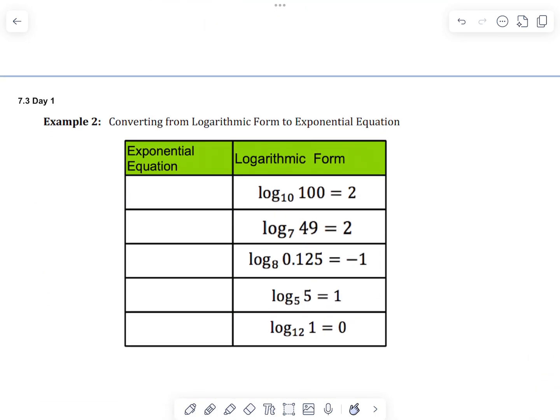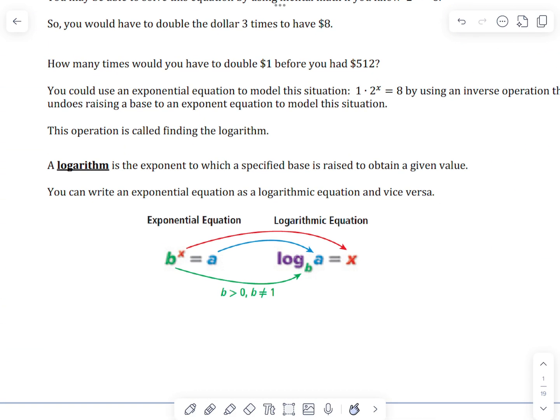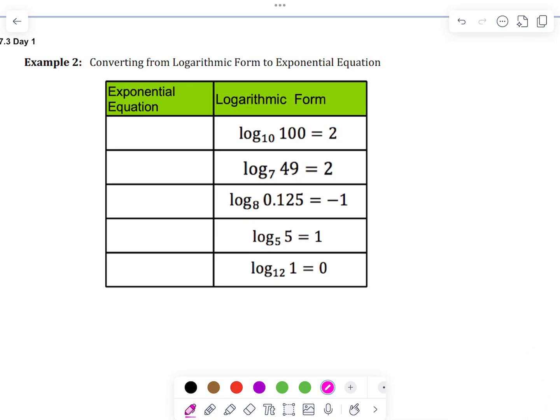Example 2 now is we are going to give you a logarithm equation and we want you to convert it to an exponential. So again, we're with an equation on the right and we want to make it look like what's on the left as an exponential. So our base is our subscript 10. What's off to the right of the equation is your exponent, so that's 2. And then the of is 100. So check it. 10 times 10, yes, equals 100.